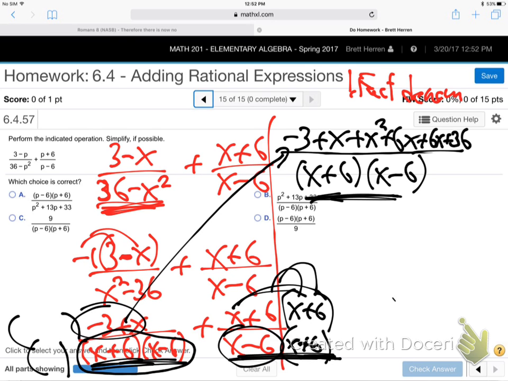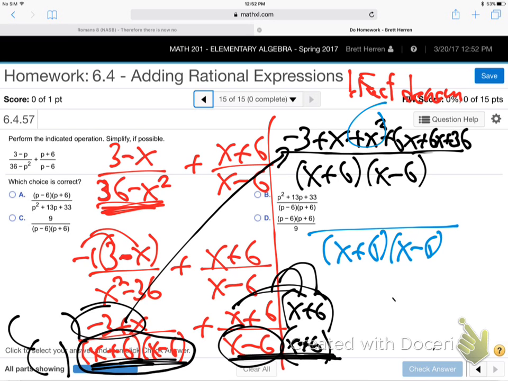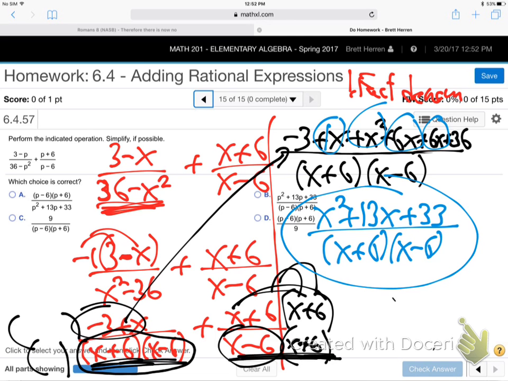Last step, combine the top. How does the top combine? So x squared goes first. x, that's 1x and 6x and 6x. That's 13x, isn't it? Plus 33, because 36 minus 3. There it is.